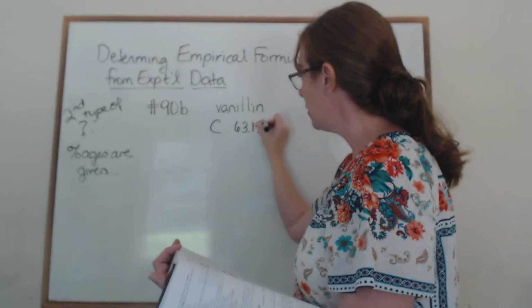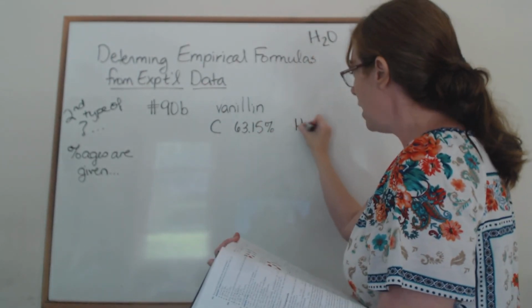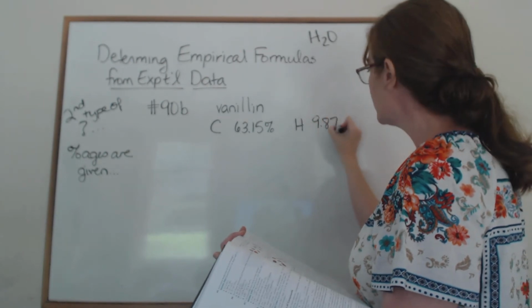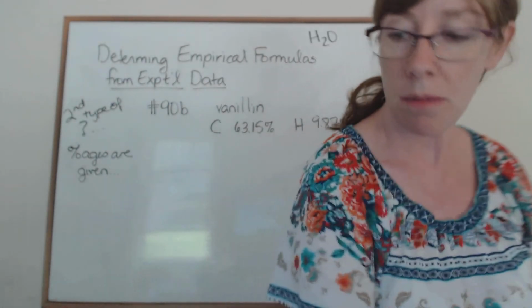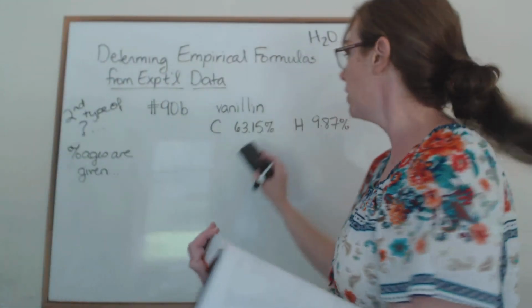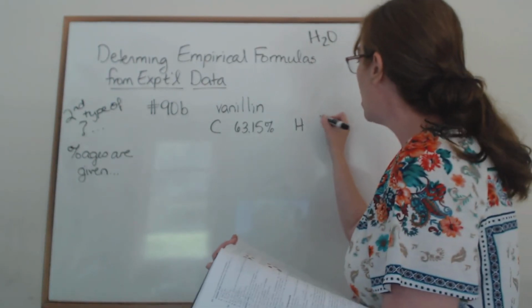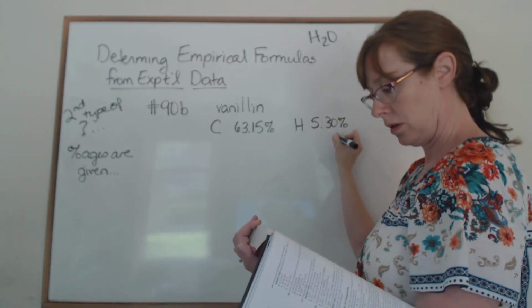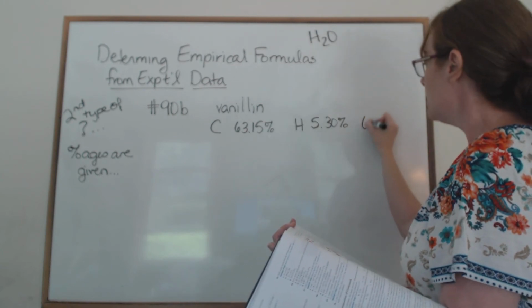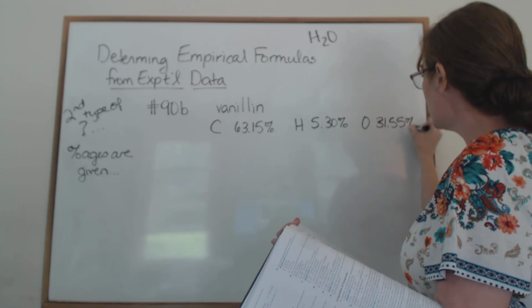So vanillin contains 63.15% carbon, 9.87% hydrogen. Nope, I'm writing the wrong thing. My bad. 63.15 was correct, but hydrogen is 5.30%. And oxygen is 31.55%.